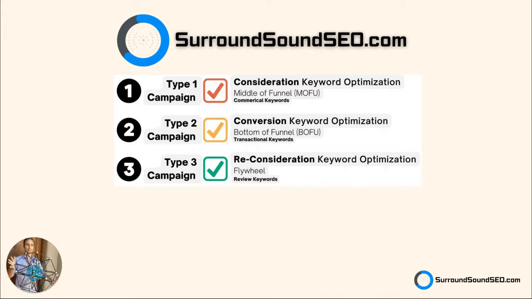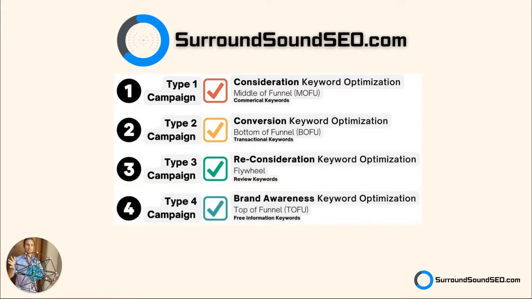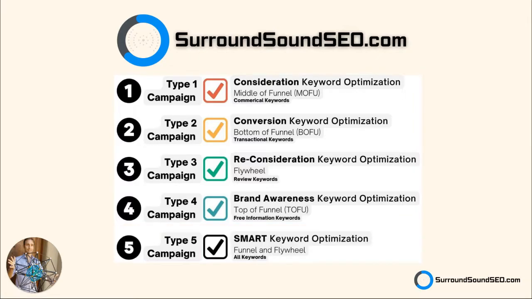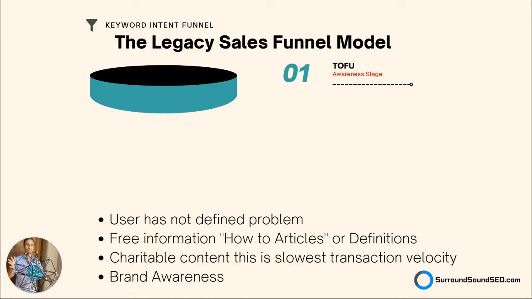Type 3 is reconsideration keyword optimization. We call those flywheel keywords or review keywords. We'll go over that more in a moment. A type 4 surround sound campaign is brand awareness, top of funnel. We call these free information keywords. We'll talk about why here in a moment. A type 5 campaign we simply call smart or all of the above. Funnel keywords, flywheel keywords, and everything else in the funnel.